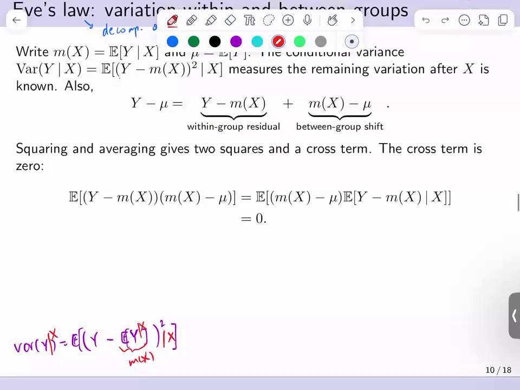Okay, so if you square both sides, if I square this, I get the square of that plus the square of the other. So if I want to compute the expectation of y minus mu squared, I'm going to get the expectation of this squared plus the expectation of this squared plus twice the expectation of the product. So let's look at the expectation of the product.